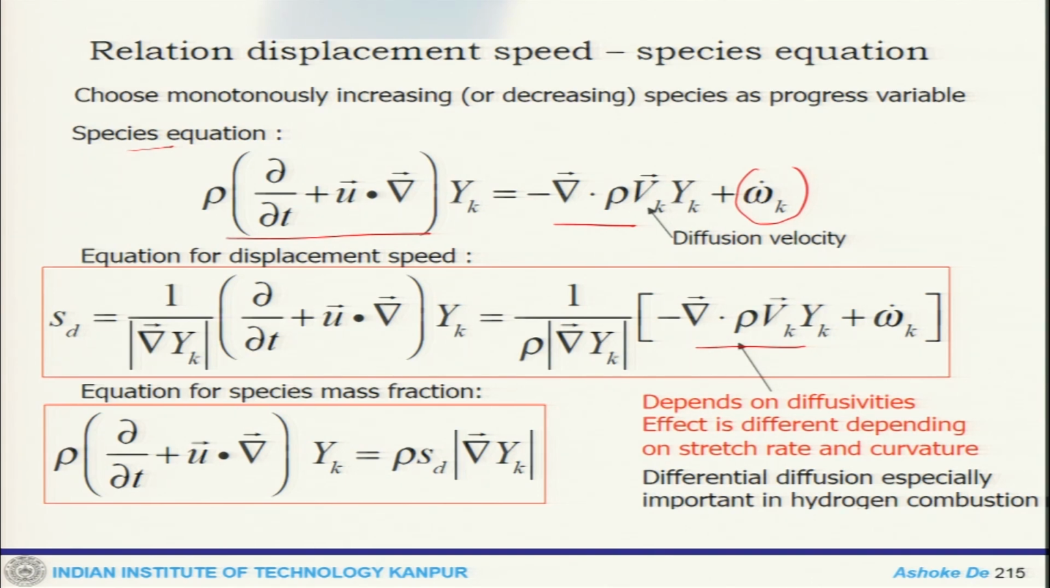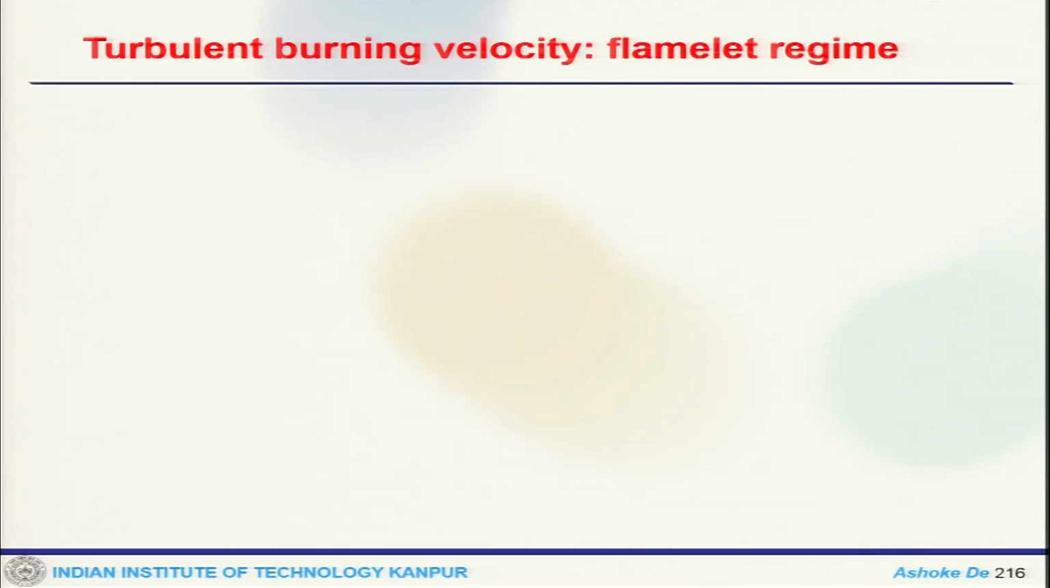So, now the equation of the species mass fraction. That will now become, this is the left hand side or the total derivative of that, and the right hand side one can express like rho SD. SD is our displacement speed, and this is multiplied by the magnitude of the gradient of the species mass fraction. So, now we can see how the turbulent burning velocity actually behaves in the flamelet regime.